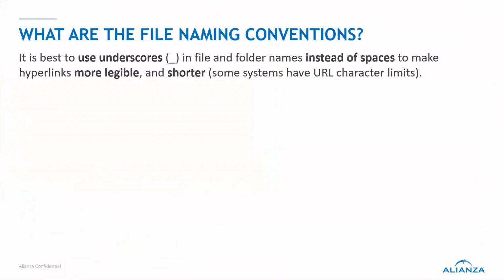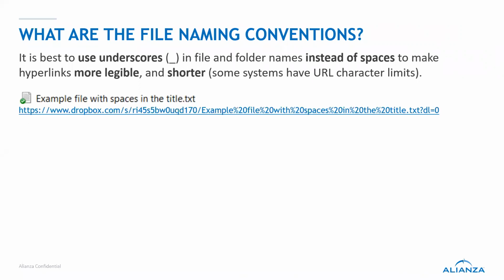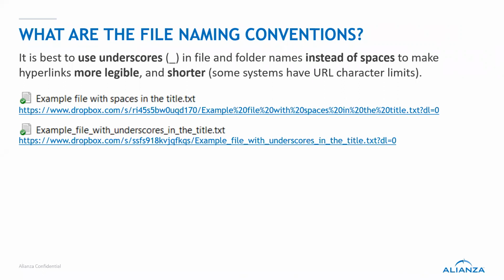What are the file naming conventions? It's best to use underscores in the file and folder names instead of spaces to make hyperlinks more legible and shorter. Some systems have URL character limits that make that a requirement. So it's just a best practice. For example, if you have an example file with spaces in the title, it looks like that, which is really hard to read. But if you have an example file with underscores in the title, it looks like that, which is a whole lot easier to read. And it's shorter, not that much shorter, but it's a best practice that I like to at least work with my team. And that's why.